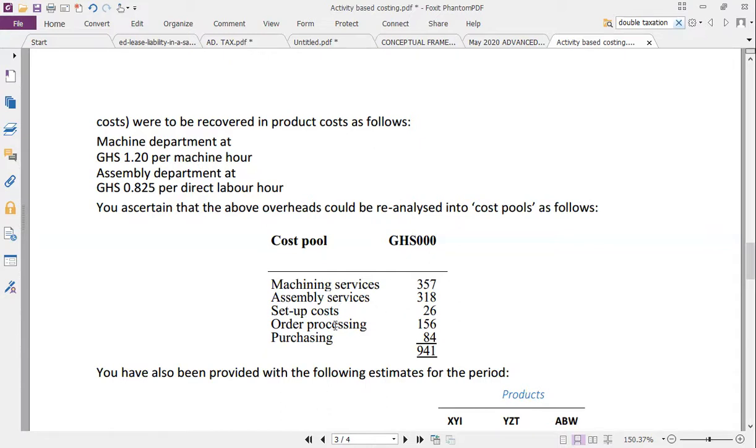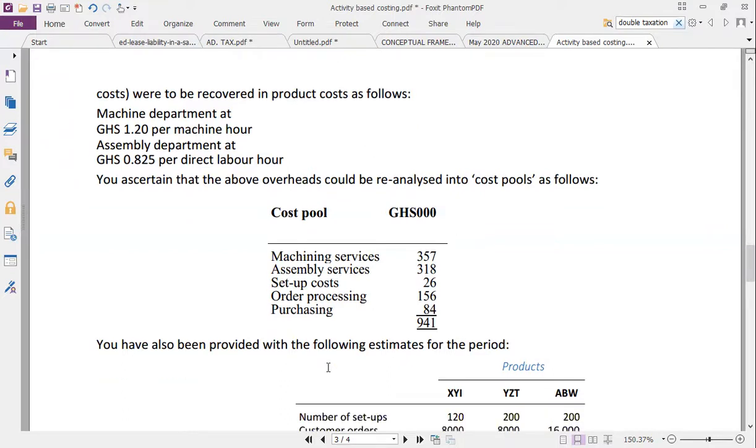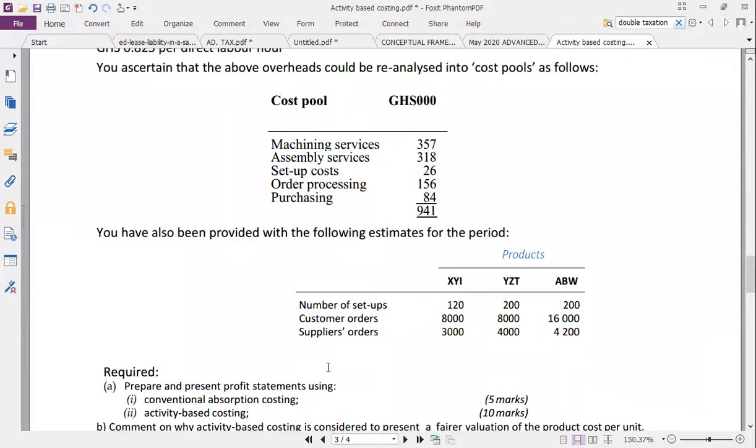You have also been provided with the following estimate for the period. These are the cost drivers: number of setups, customer orders, supplier orders. So all of them are there.